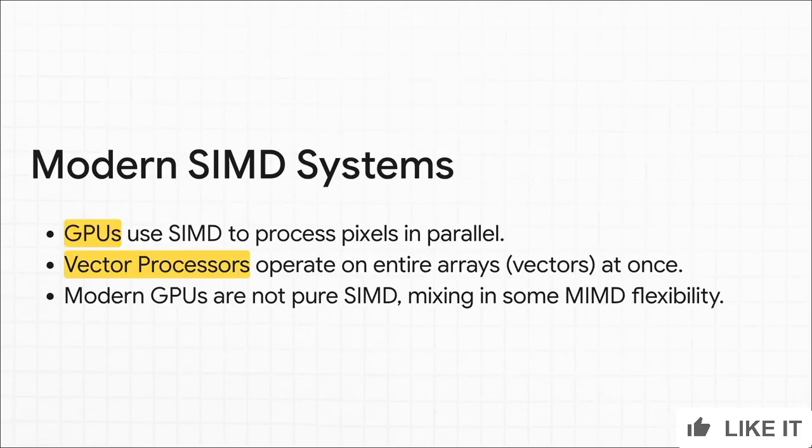So where do we see this in the real world? Well, the most famous example by far is the graphics processing unit, the GPU in your gaming PC or even your phone. Think about what a GPU does. It has to process millions of pixels on your screen, often applying the same lighting or color effect to all of them at once. That's a perfect data parallel problem. Now, it's worth noting that modern GPUs aren't pure SIMD anymore. They've borrowed some flexibility from the other camp, but this synchronized army philosophy is still at their core.